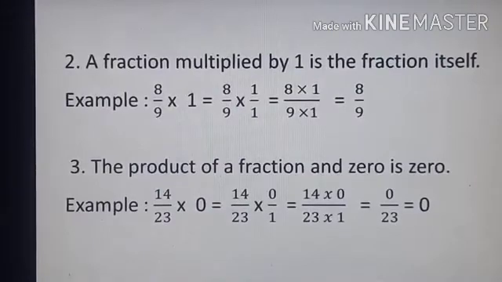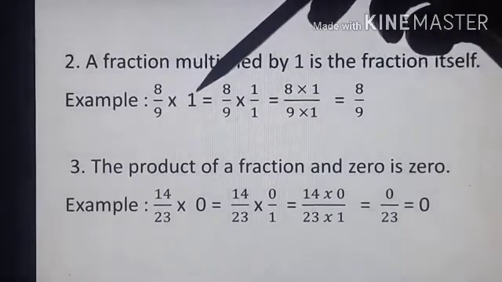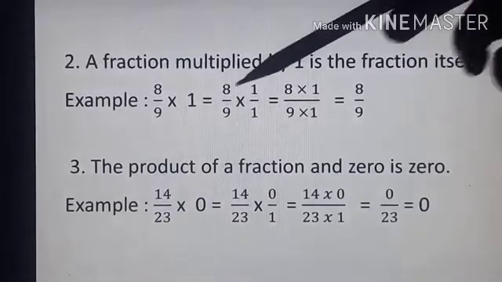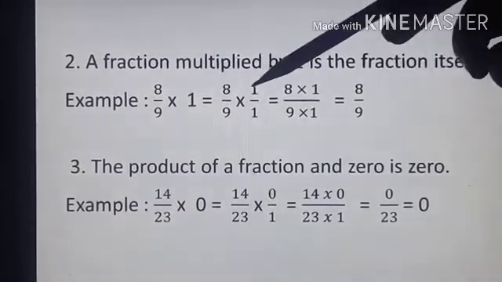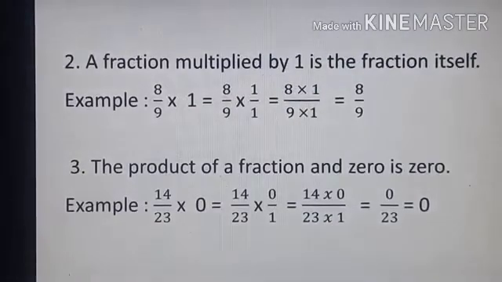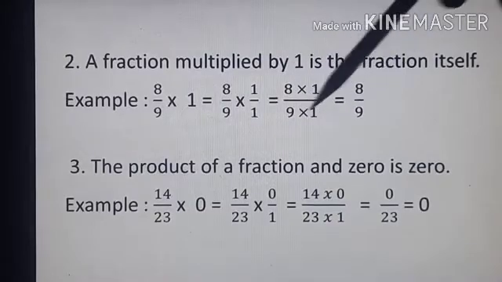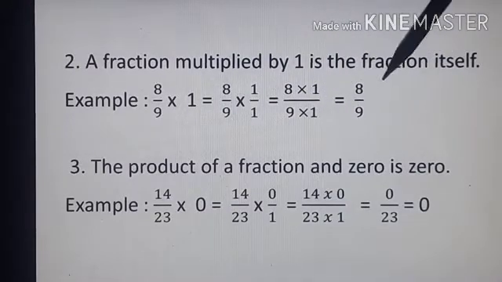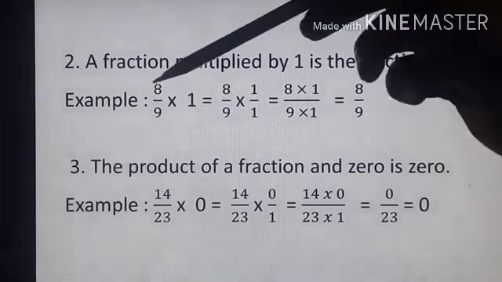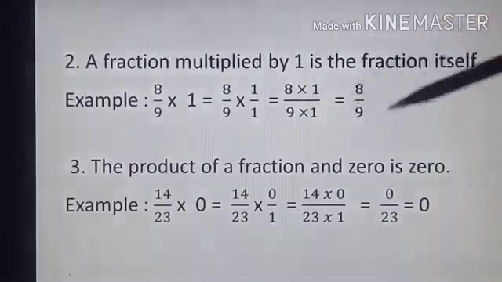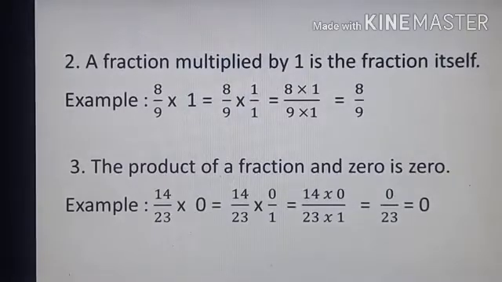Second property is here. A fraction multiplied by 1 is the fraction itself. Means when we are multiplying a fraction with 1, we are getting the fraction only. For example, 8 upon 9 multiplied by 1. So 8 upon 9 multiplied by 1 can be written as 1 upon 1. Okay. Now 8 ones are 8, 9 ones are 9. So we are getting only the fraction because we are multiplying 8 upon 9 with 1 and we are getting the answer 8 upon 9, the fraction itself.